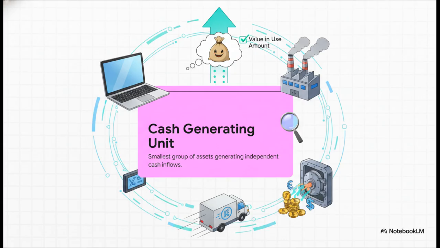So you'd group that laptop with other assets into a CGU, and you test that entire integrated group for impairment together. By zooming out to the smallest group that actually brings independent cash through the door, you can finally calculate a meaningful value in use. And boom, you have your recoverable amount.